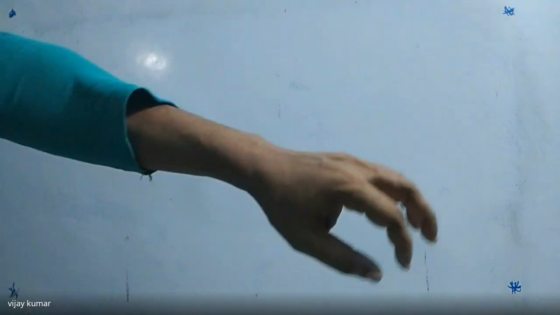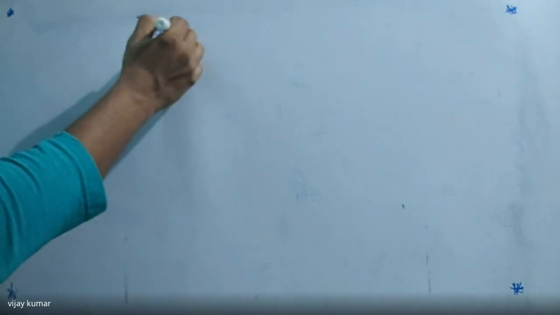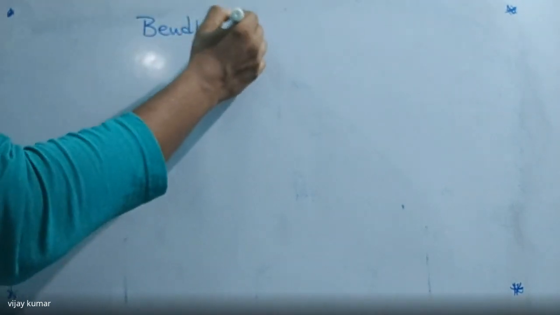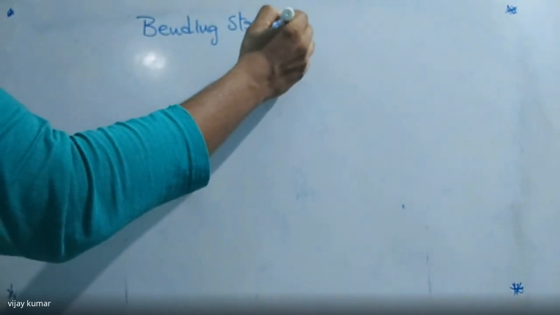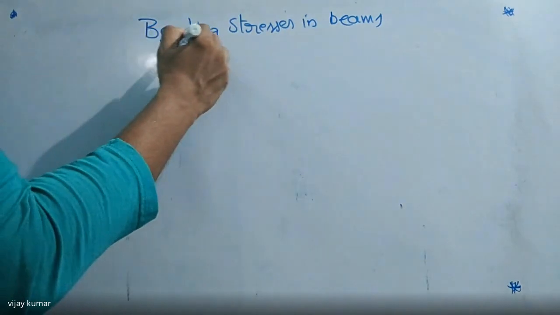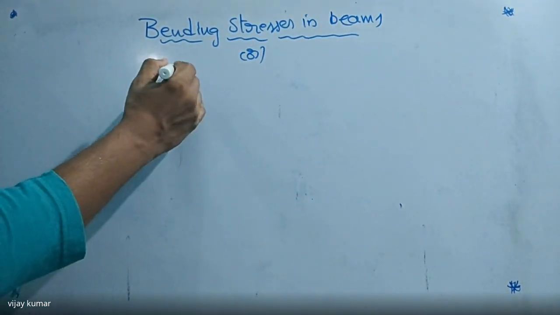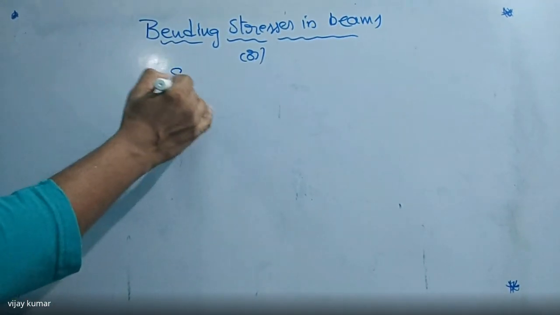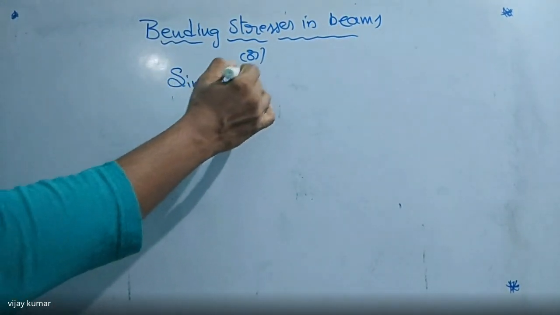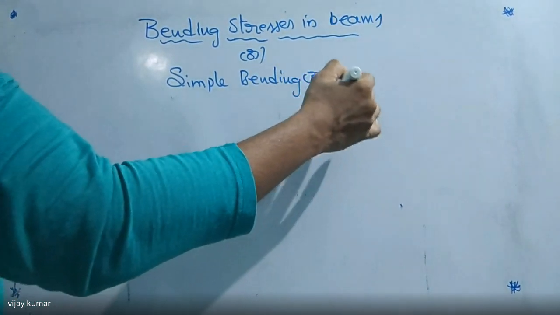Now I'm going to explain to you the next chapter. That is nothing but bending stresses in beams. It is also named simple bending or pure bending. So I'm writing here: bending stresses in beams, or it is also named simple bending or pure bending.